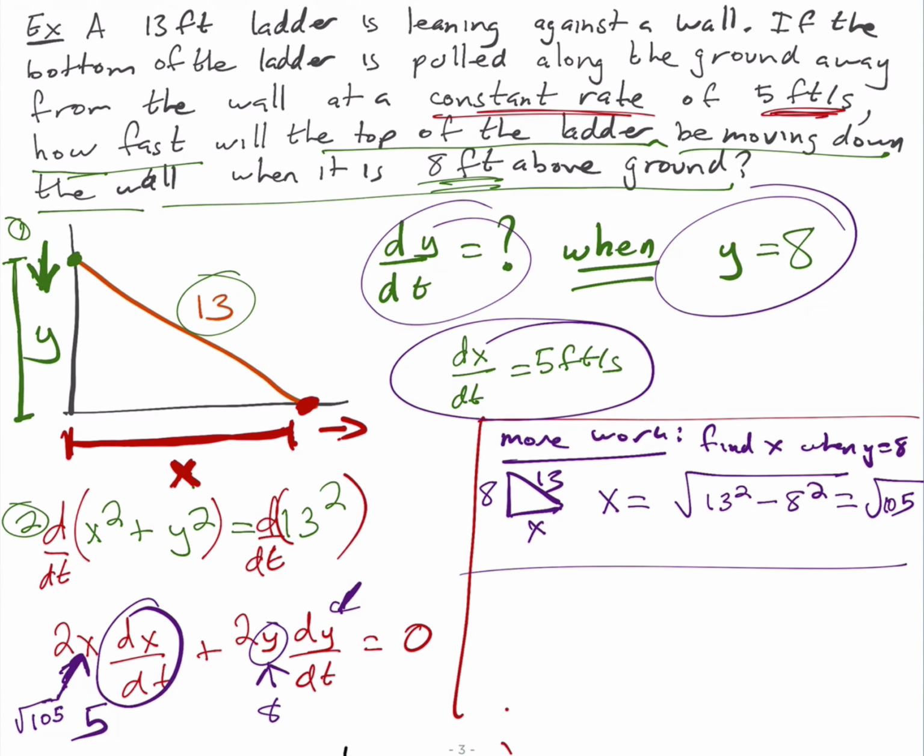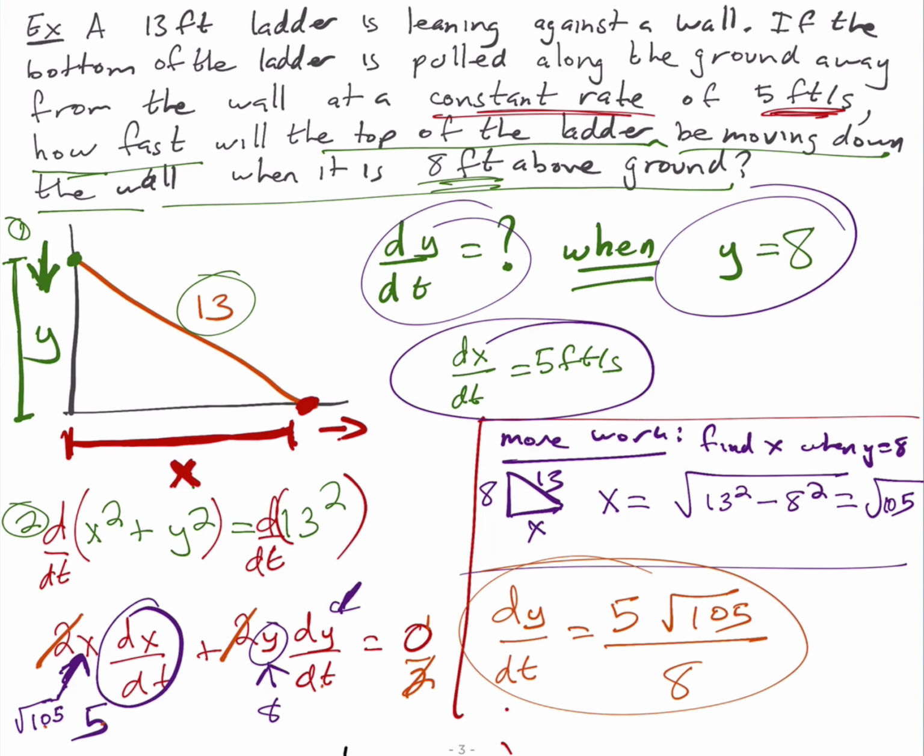Okay, so if I have that, another thing you can simplify is if I divide everything through by 2, 0 divided by 2 is 0, right? Just a little simplification there. All right, so then what is dy/dt? It's equal to 5 root 105 divided by 8, right? If I solve for dy/dt. And so that's about 60 over 8-ish.